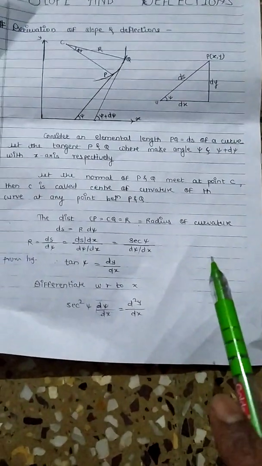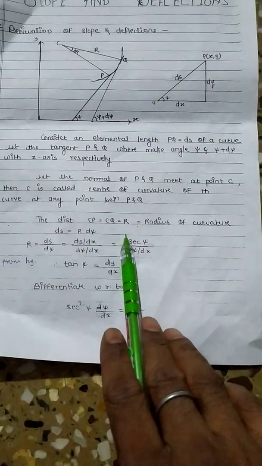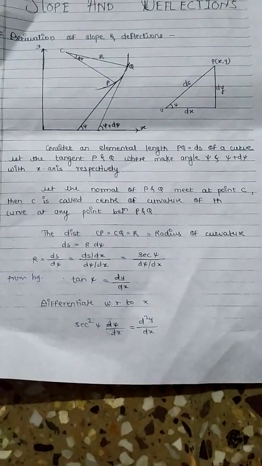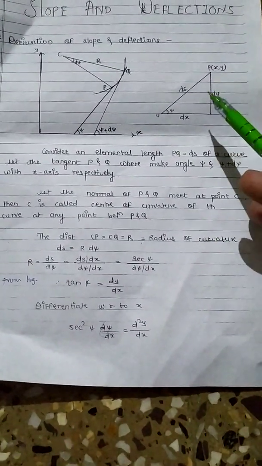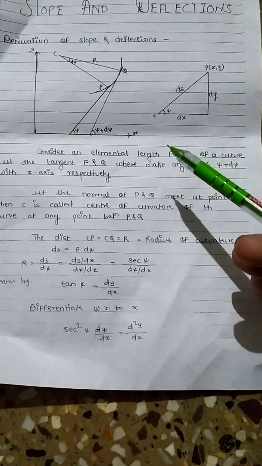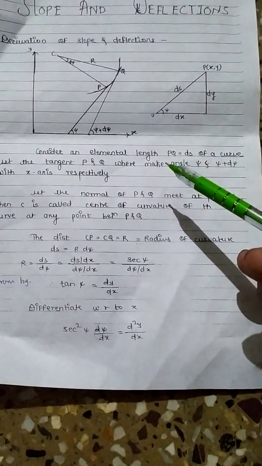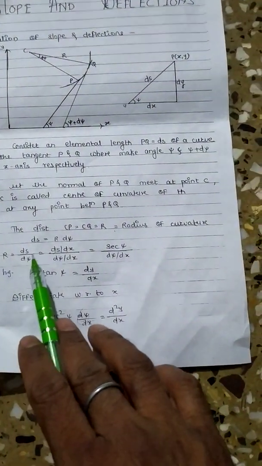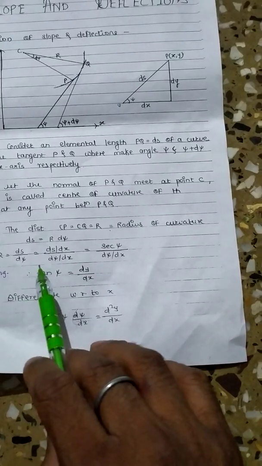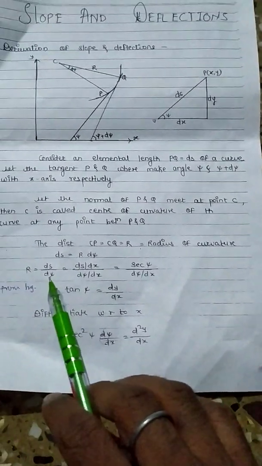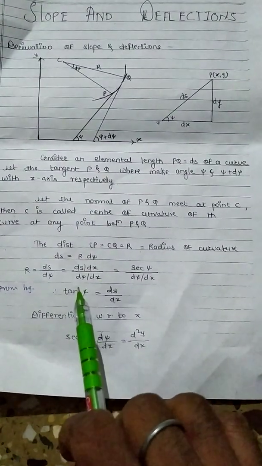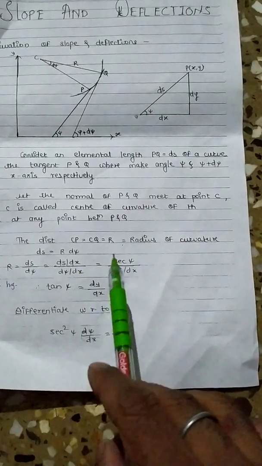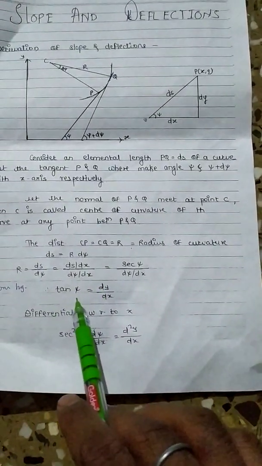So the distance CP is equal to CQ is equal to R, the radius of curvature, and then ds is equal to R d psi. Rearranging the terms, R is equal to ds upon d psi, and we can multiply and divide by dx, so we get ds divided by dx, the whole term divided by d psi upon dx.